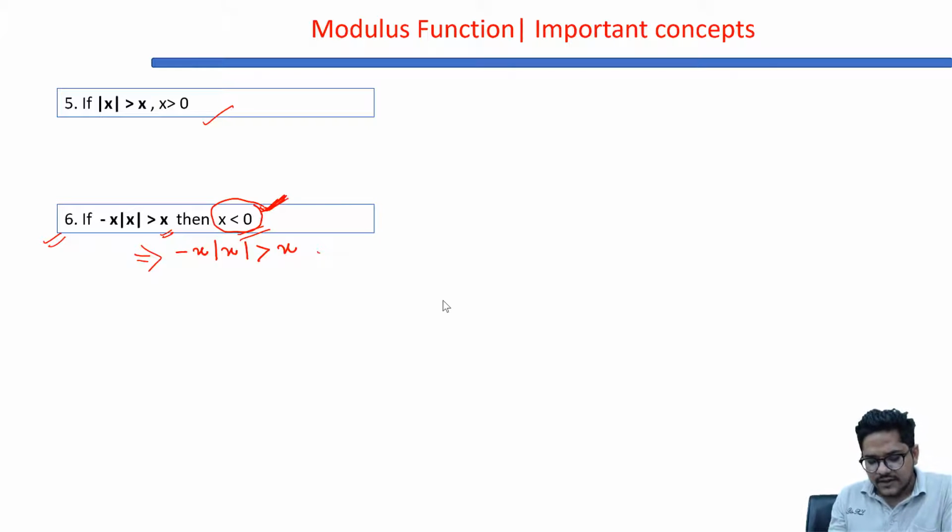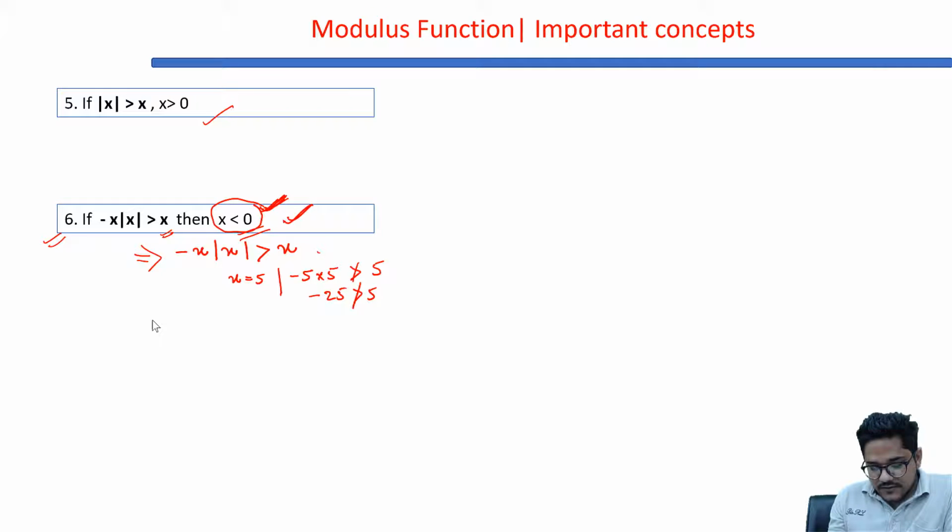Let's try and check it with a value. Let's try and check it with a positive value. Let's suppose x equals 5. In the case of x equals 5, minus of x is minus 5, and modulus of x you'll get as 5, and is this greater than x or not? So we can see that minus 25 is greater than 5, which is false. So this condition is not being held.